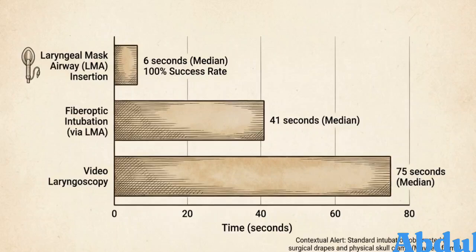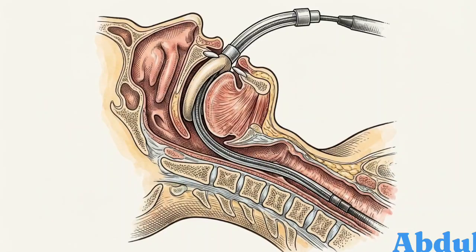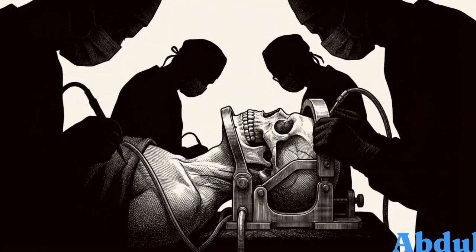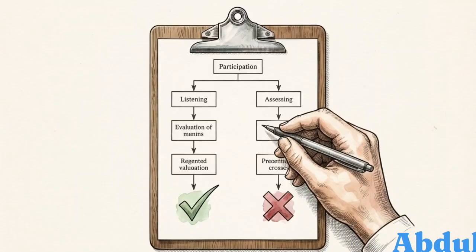If LMA placement fails to restore ventilation, it is left in place to serve as a direct conduit for secondary rescue via fiber optic intubation. When the patient's skull is physically clamped to the table, standard intubation mechanics disappear. Pre-rehearsed, device-specific crisis algorithms dictate whether an airway loss is a recoverable event or a fatal surgical failure.